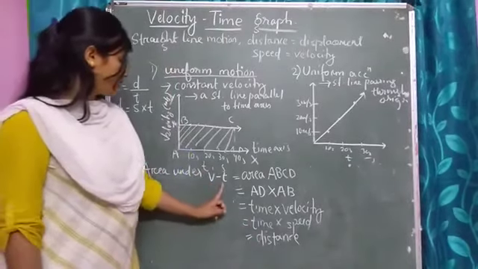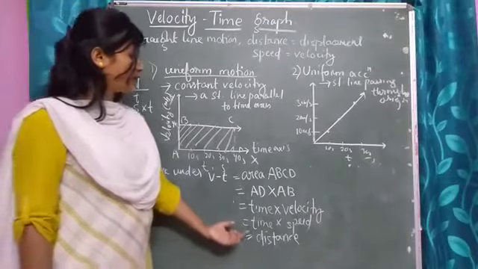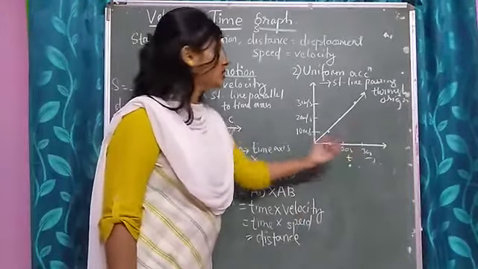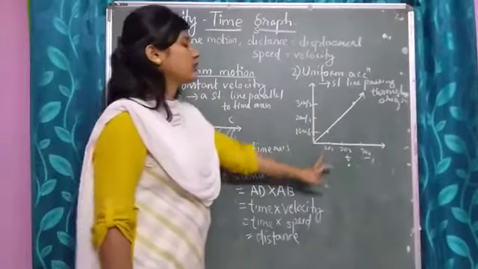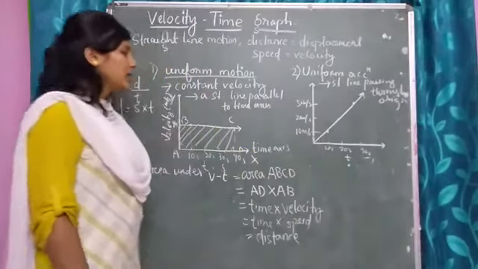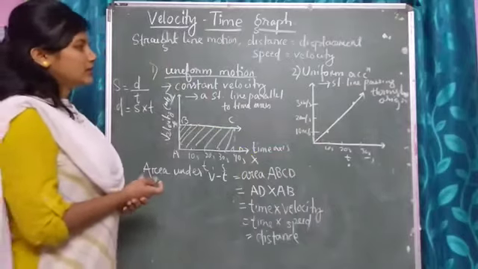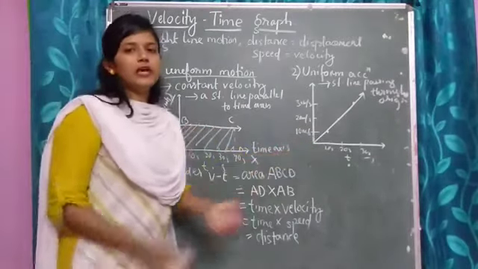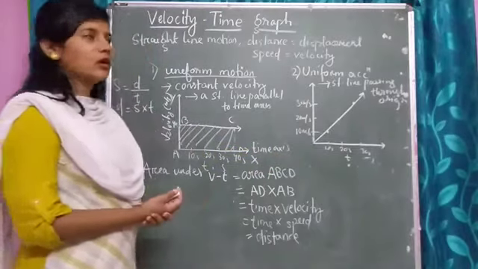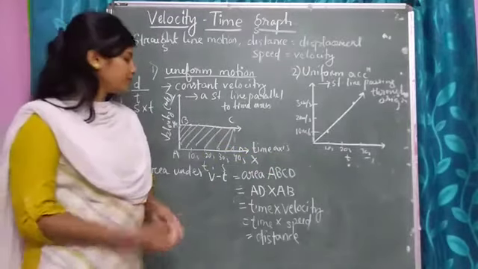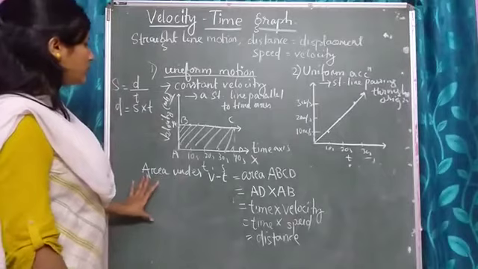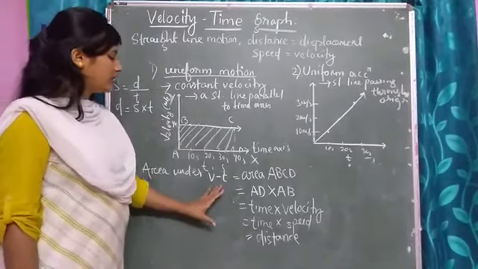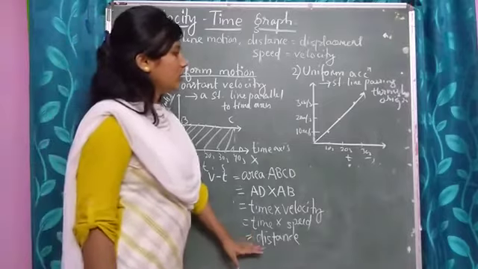This expression, that the area under the VT graph is distance, is also valid for this uniform acceleration graph. For other cases, the graph will not be like this. It can be different for different types of motion. So with this, I will conclude that the area under the VT graph will give us distance.